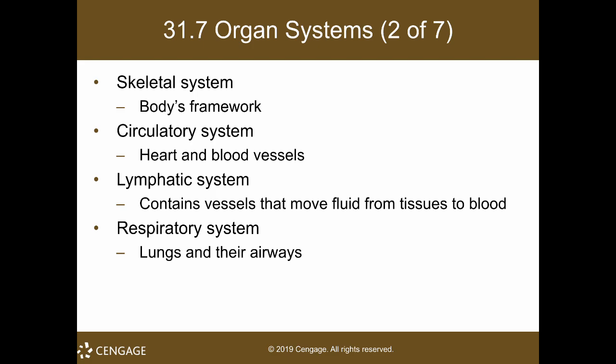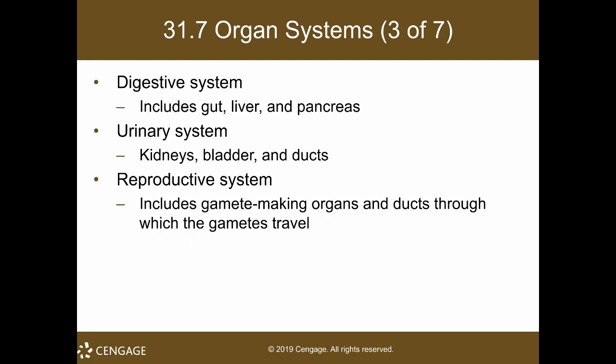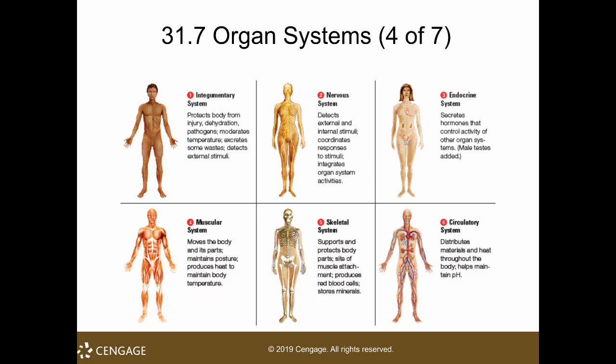The lymphatic system, which contains the vessels that move fluid from tissues to blood. We have the respiratory system, which consists of the lungs and the airways leading to the lungs. We have the digestive system, including the gut, the liver, and the pancreas. We have the urinary system, which is the kidneys, the bladder, and the ducts. And the reproductive system, the gamete-making organs and ducts through which the gametes travel. So these are a brief look at the organ systems.